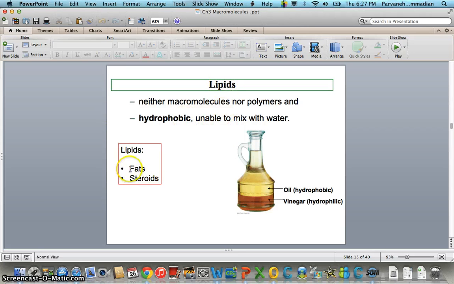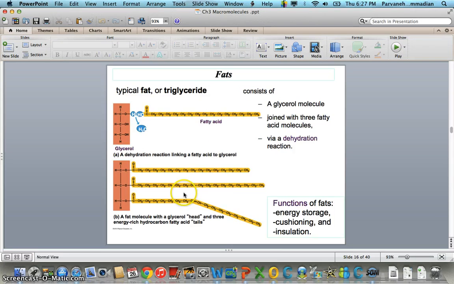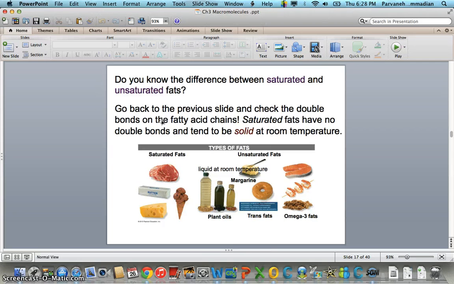Now, lipids can be divided into fats and steroids. One of the major fats that you should be familiar with, and it's found in our diet, is the triglyceride. Each triglyceride molecule consists of a glycerol and 3 fatty acid chains. They give us the energy that we need. And when you eat and digest them, you break them down again into glycerol and fatty acids.